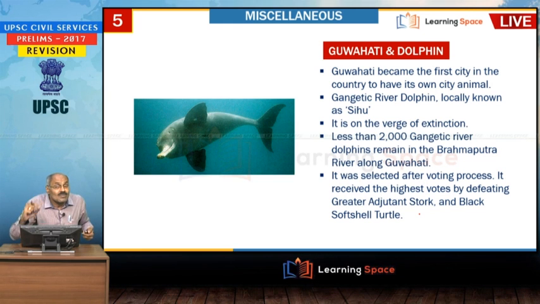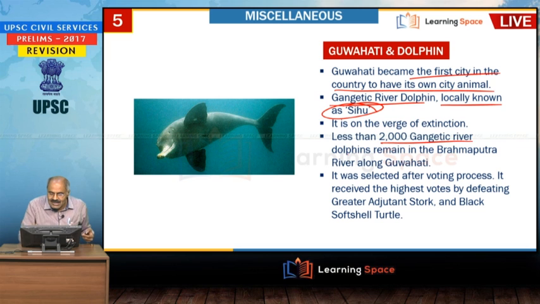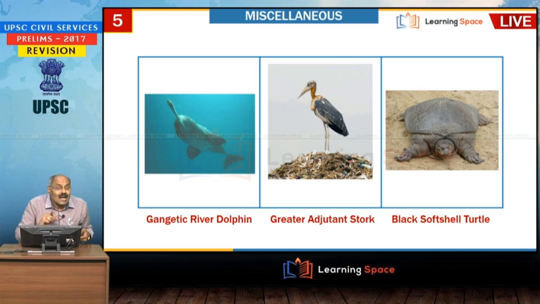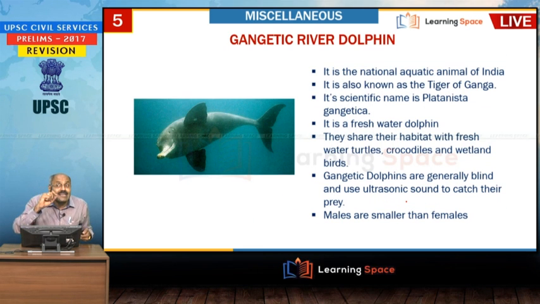This is one important item. Guwahati and river dolphin. Here Guwahati became the first city in the country to have its own city animal. Here Gangetic river dolphin, locally known as Sihu, please don't forget, and less than 2000 Gangetic river dolphins remain in the Brahmaputra river along Guwahati, and this was selected after a voting process. So Guwahati is the first city to have its own city animal, and in the voting process it defeated greater adjutant stork and black soft shell turtle, please don't forget, and Gangetic river dolphin.